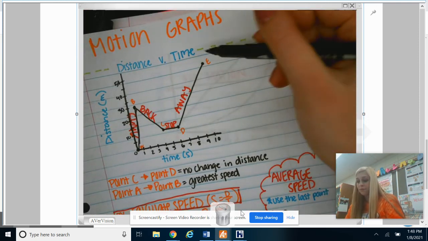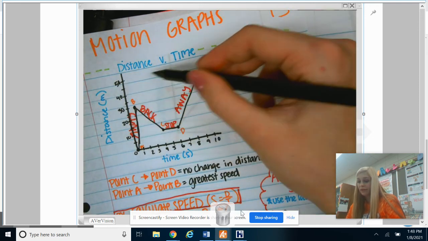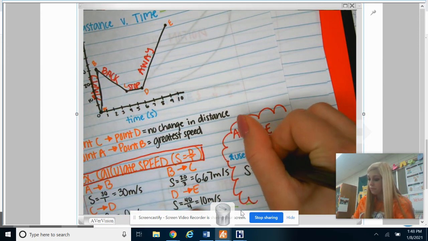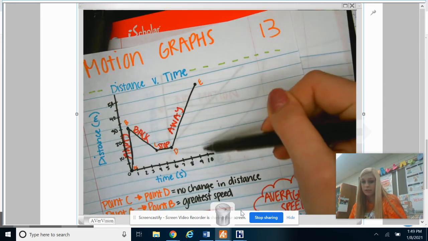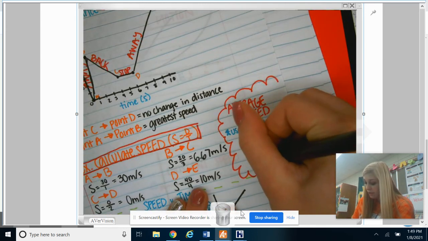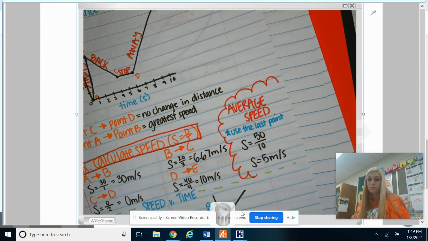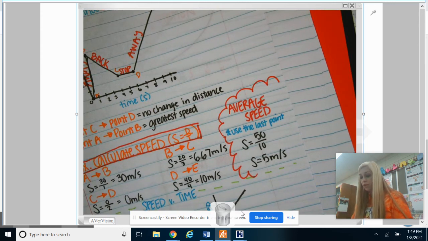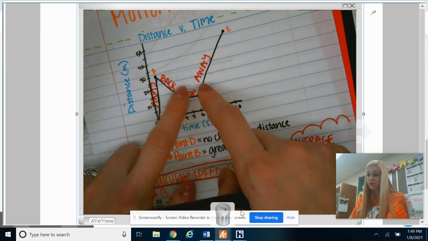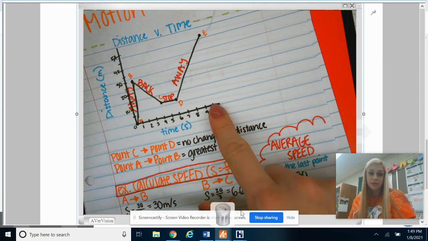So if we look at our graph, the distance on the last point is 50 meters. So our distance is 50. The time is 10 seconds. So our time is 10. So the average speed is 5 meters per second. So we can calculate the speed of one section on the graph between 2 points, or we can calculate the speed of the whole graph, the average speed.